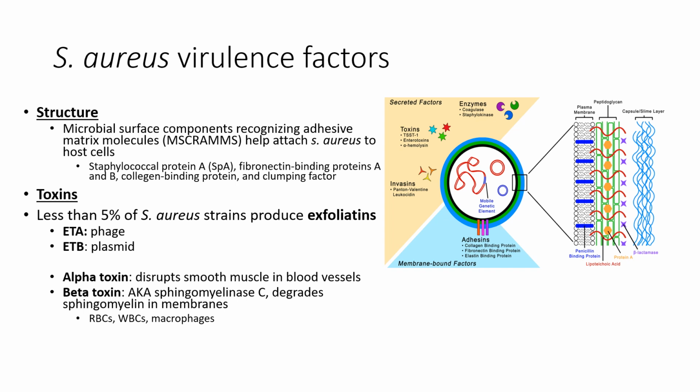So the alpha toxin disrupts smooth muscle and blood vessels, and the beta toxin, also known as sphingomyelinase C, degrades sphingomyelin and membranes, and it also lyses erythrocytes in order to evade the host immune system as well as scavenge nutrients. And less than 5% of Staphylococcus aureus strains produce exfoliatins, ETA and ETB, and they are proteases that degrade desmosomes, holding epithelial cells together.